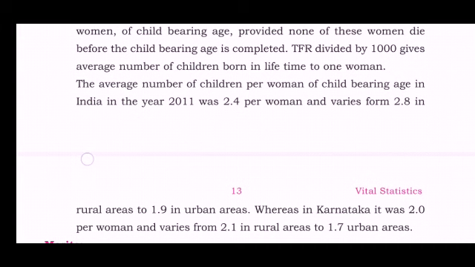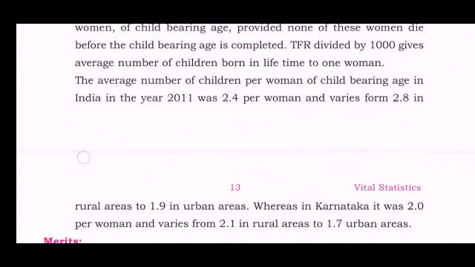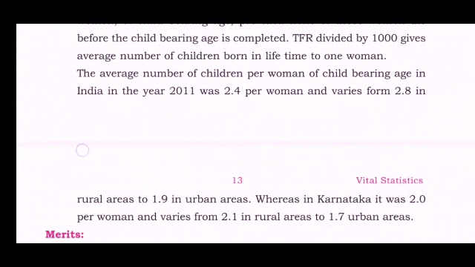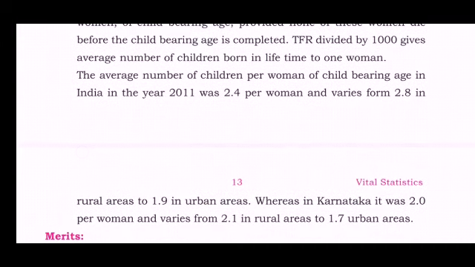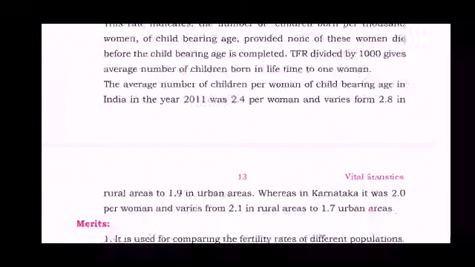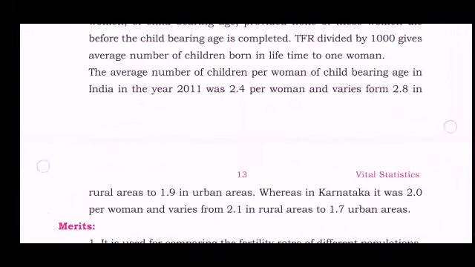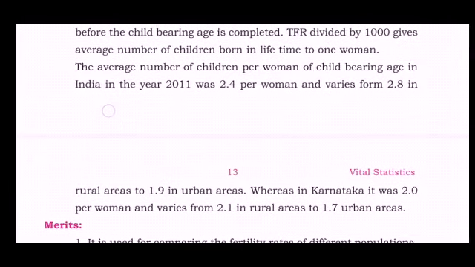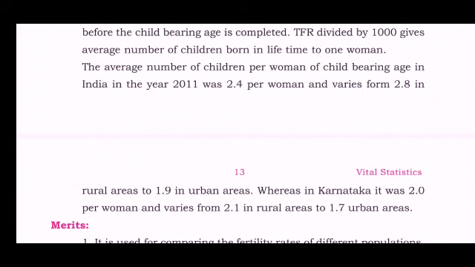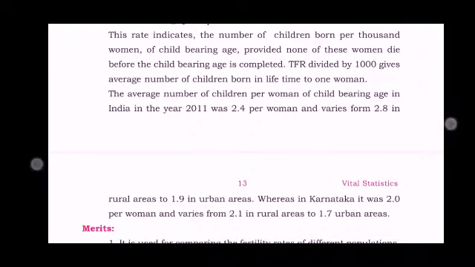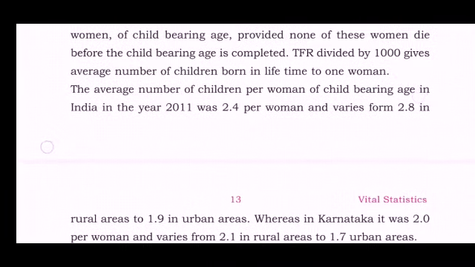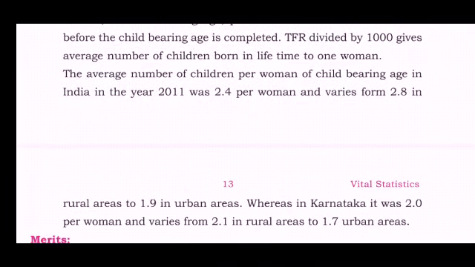So 2.4 is the average figure, whereas if you divide it into rural and urban areas, in rural areas every single woman is giving birth to 2.8 children, whereas in urban areas every single woman is giving birth to 1.9 children. That is approximately 2 children we can say in urban areas and 3 children we can say in rural areas. So that is the variation you can see here.